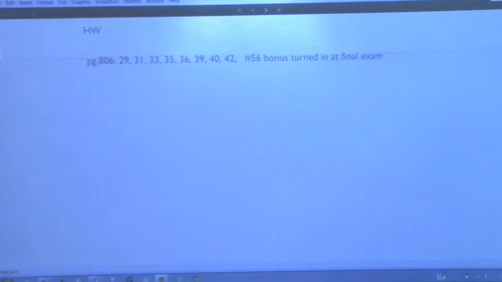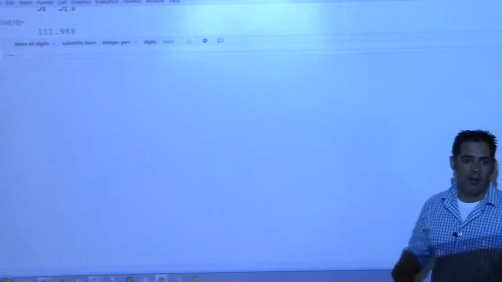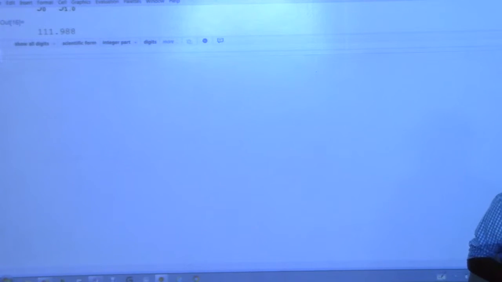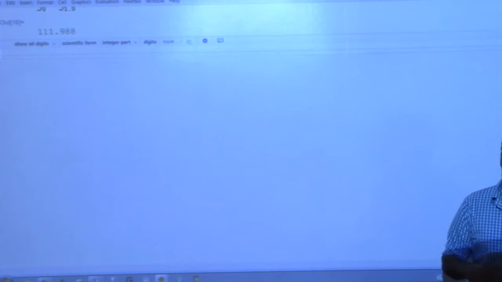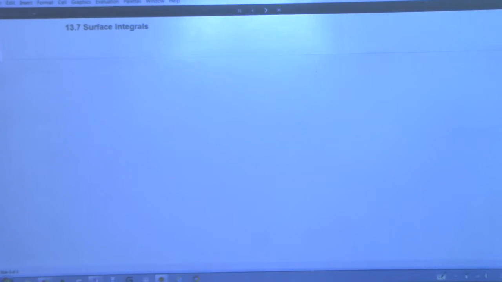All right, that's it for 13.6. So 13.6 was just about, can we draw a surface, first of all? Now that we can draw a surface, can we find tangent planes to surfaces? Yes. Can we find the surface area of the surface? Yes. So now we go to 13.7, and now we talk about surface integrals.